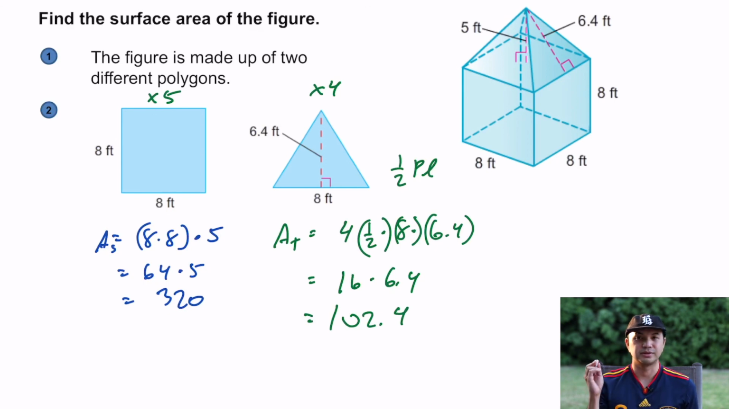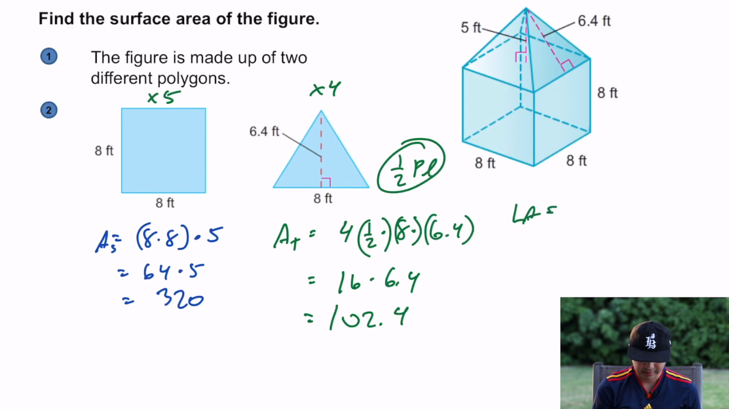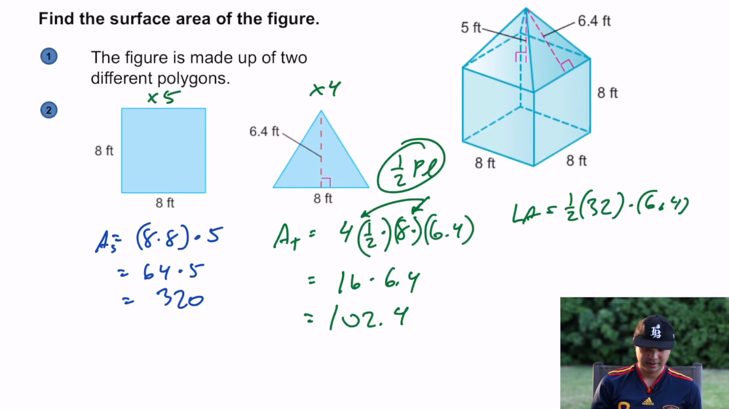Okay, and just for fun, let's see if this actually works as well. So lateral area is going to be 1/2 the perimeter of that. So 8 plus 8 plus 8 plus 8 is going to be 32 times the slant height, which is 6.4. If you see that, that actually totally makes sense, because 8 is right here and there are 4 of them. See that? So that's the perimeter, because it's a regular pyramid. And then the 1/2 is just the 1/2 over there. So you end up getting the exact same answer, 102.4.